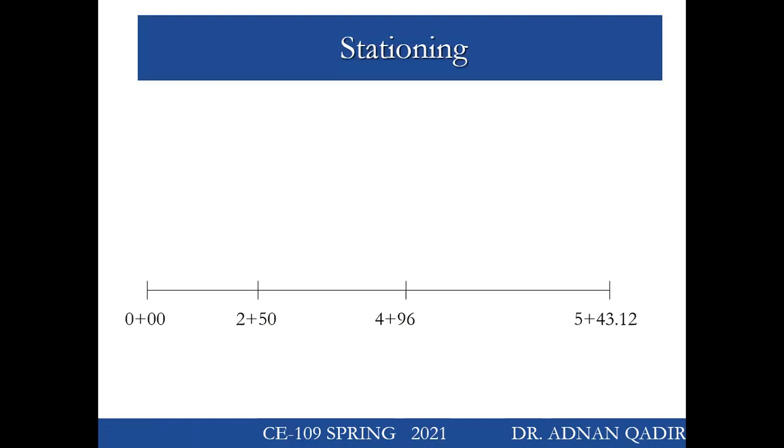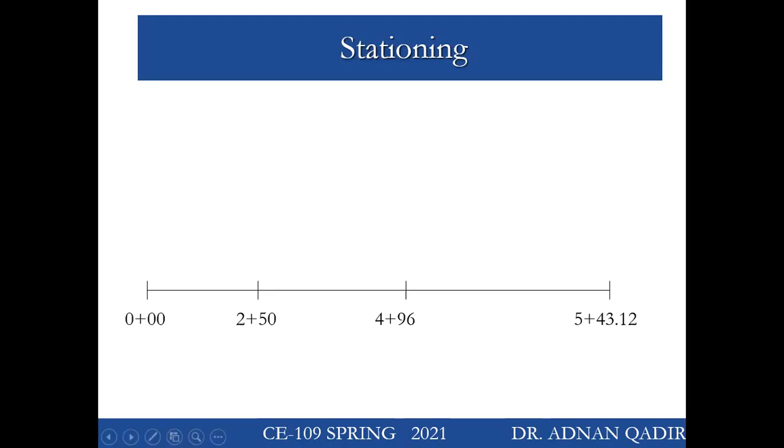Actually, if you remove this plus, then what is this? This is triple zero, this is 250, this is 496, 543.12. So, in other words, why do we use 2, 4, or 5?